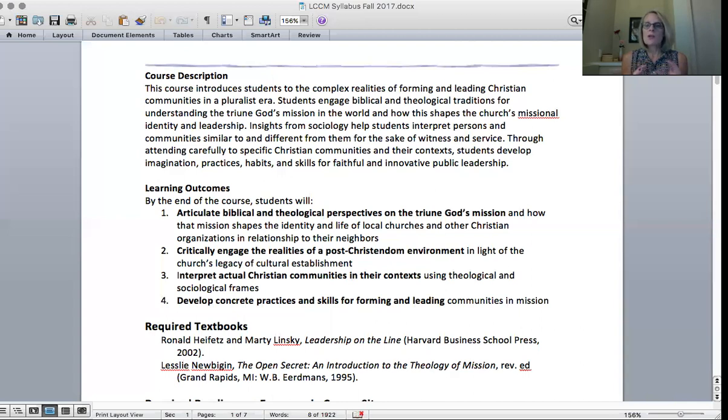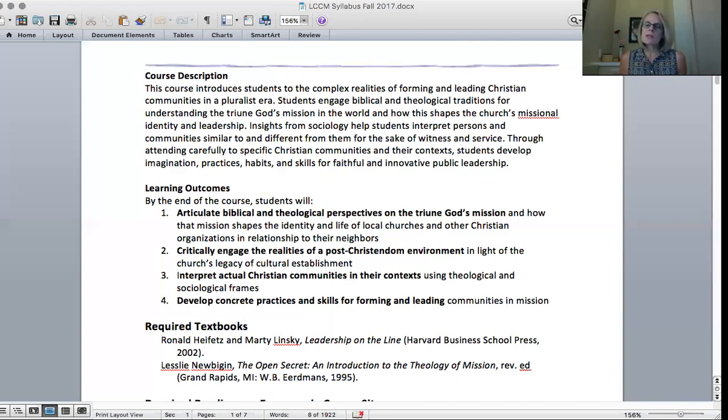We want you to think about that, not only in terms of what it means for the church to be the church to itself, but also as the church in local context engages with their neighbors and the world around them. So that's the first thing, to articulate biblically and theologically your understanding of God's mission.